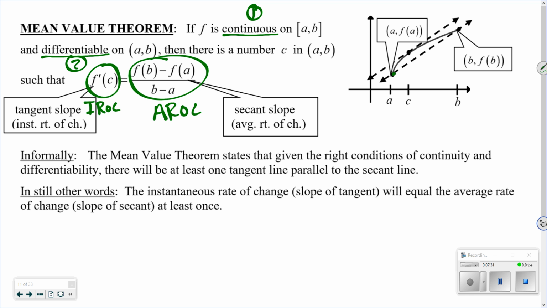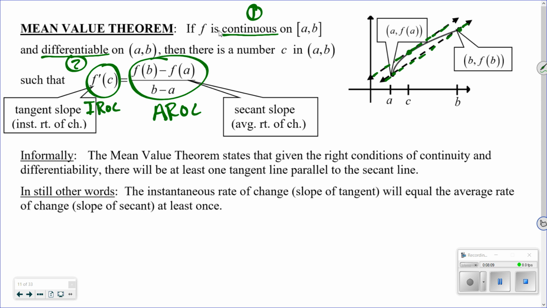From there to there is the average rate of change. That gives us the average rate of change, whereas that point is the instantaneous rate of change. At that one location, they're equal. And there will always be at least one place where the average rate of change equals the instantaneous rate of change, as long as a function is, 2 things, continuous and differentiable. So informally, down below it says the mean value theorem states that given the right conditions of continuity and differentiability, there'll be at least one tangent line parallel to a secant line. Or another way to say it is the instantaneous rate of change, IROC, will equal the average rate of change, AROC, at least one time.